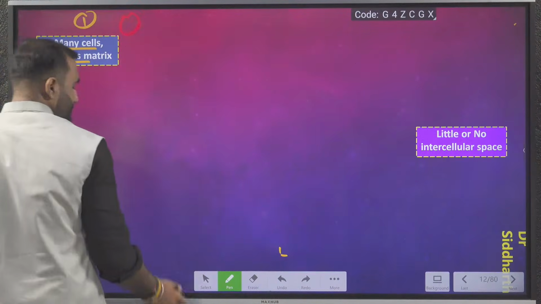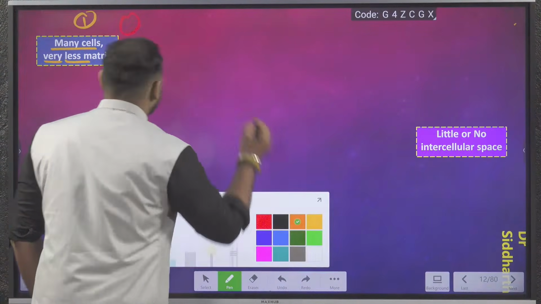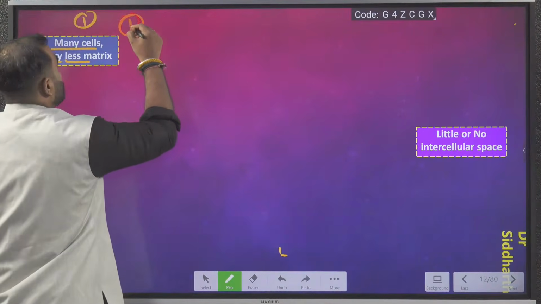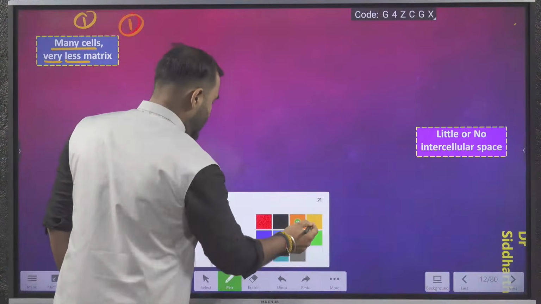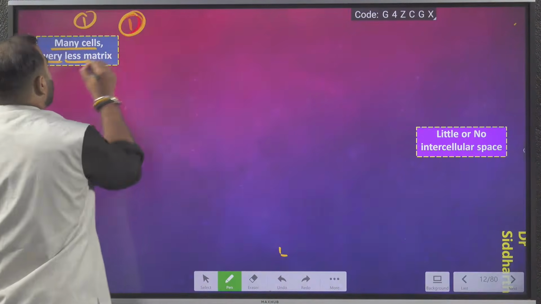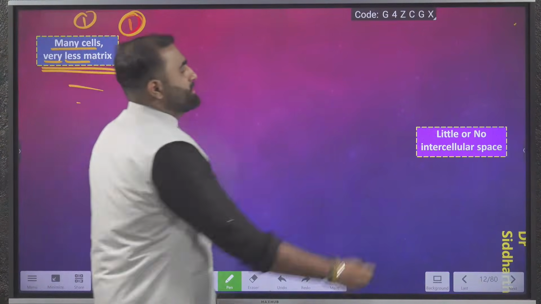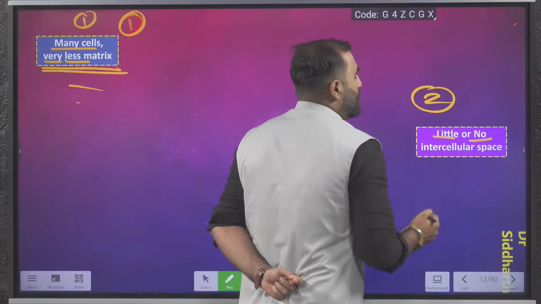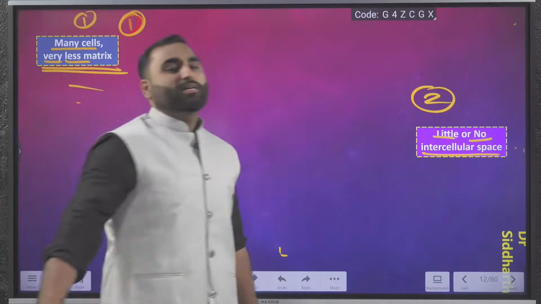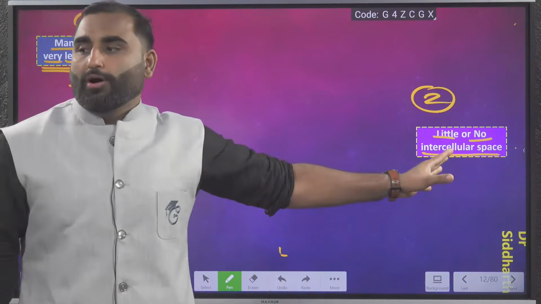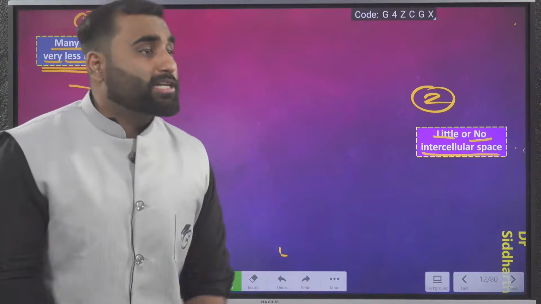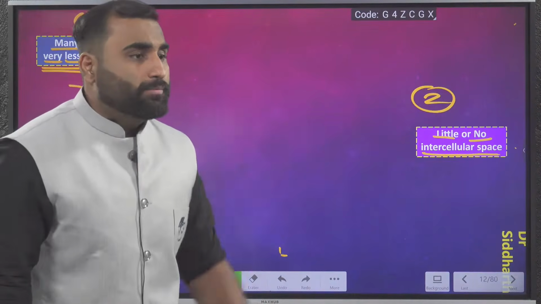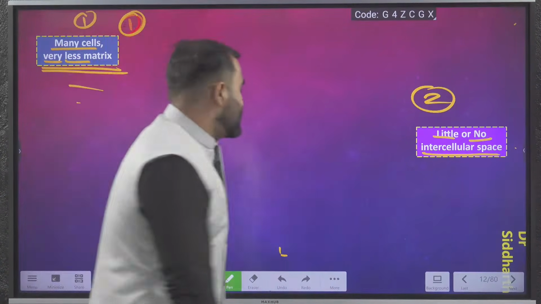First was many cells, very less matrix. Second characteristic, little or no intercellular space, also understood. These are understood. Next characteristic.